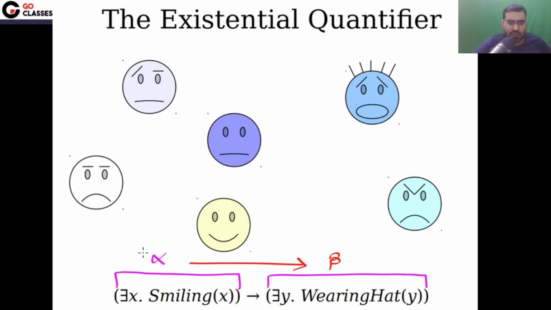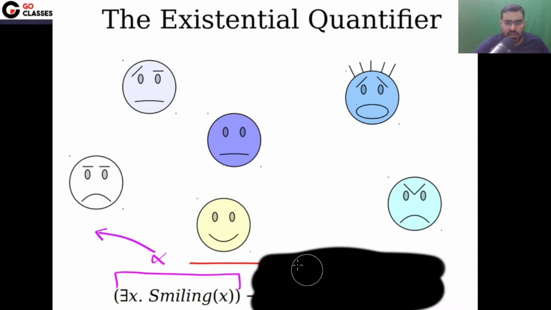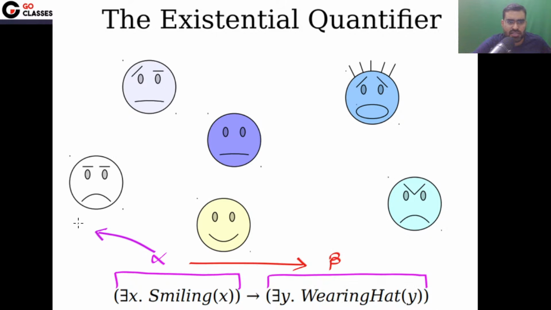You tell me, what is alpha? Is this true or false? Look at this alpha and tell me, is this true or false? Forget about beta. You tell me, this alpha, is this true or false? Someone is smiling. Yes, of course, this person is smiling. You can notice someone is smiling. So this alpha is definitely true.